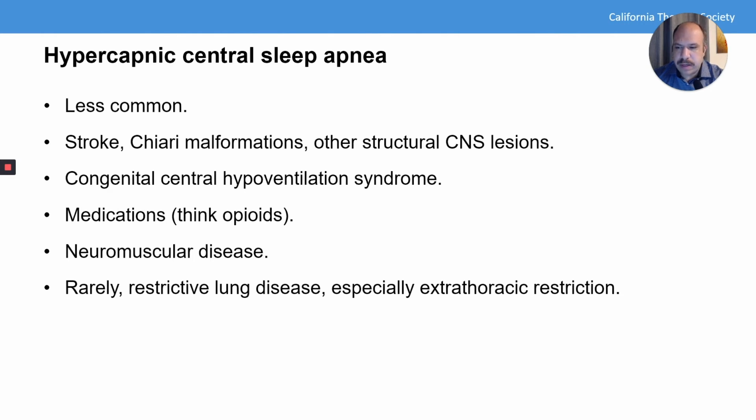Neuromuscular disease, and rarely, I think, restrictive lung disease. Restrictive lung disease itself is not terribly uncommon, but it's, I think, pretty unusual that it causes central sleep apnea. Here, I think it's more important to think of extrathoracic restriction rather than intrathoracic.